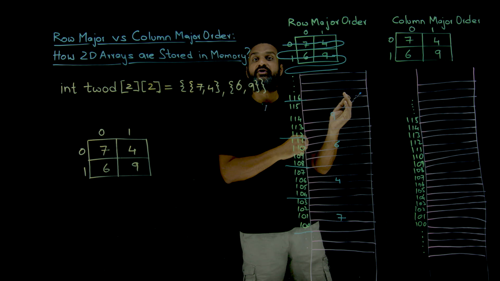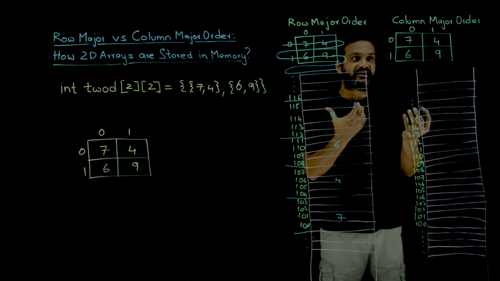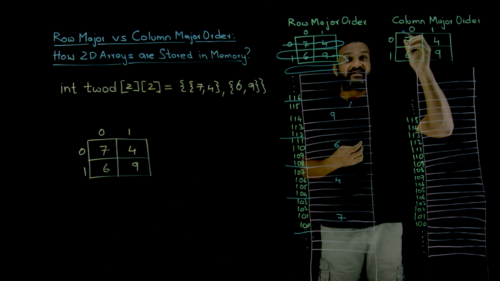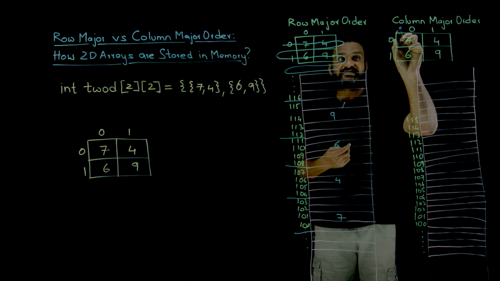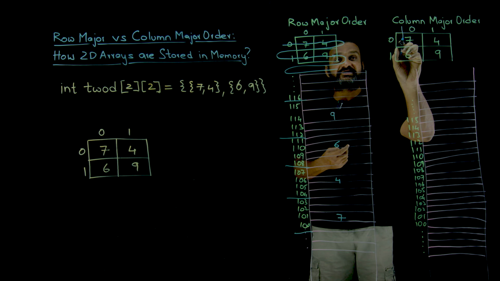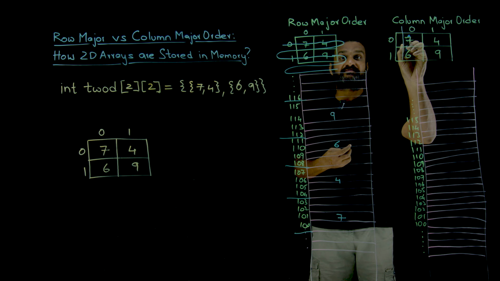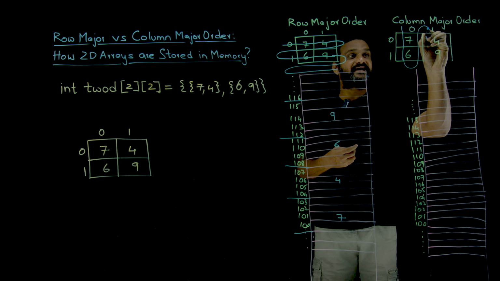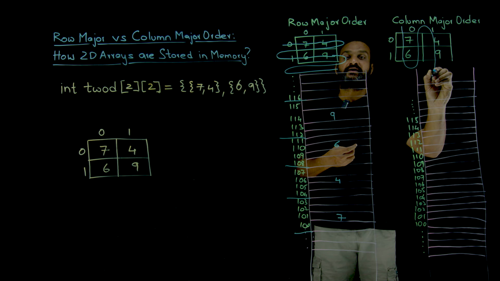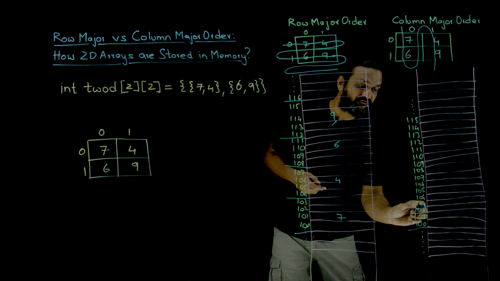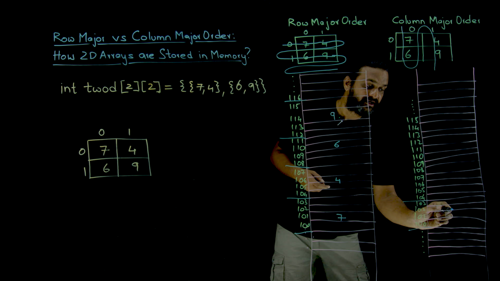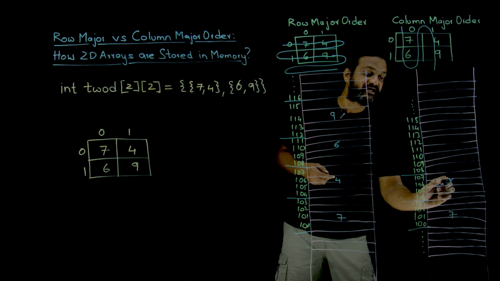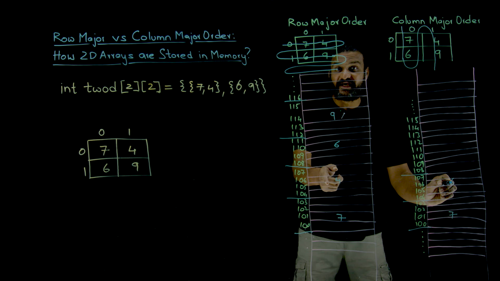What if it is using column major order? I think you can guess the concept here. Column major order means column wise the elements will get stored. The elements in the first column are 7 and 6, and in the second column the elements are 4 and 9. So the first 4 bytes of space, starting from 100 to 103, will hold 7, and the second 4 bytes of space will be allocated for 6, but previously it was allocated for 4. Try to understand this.